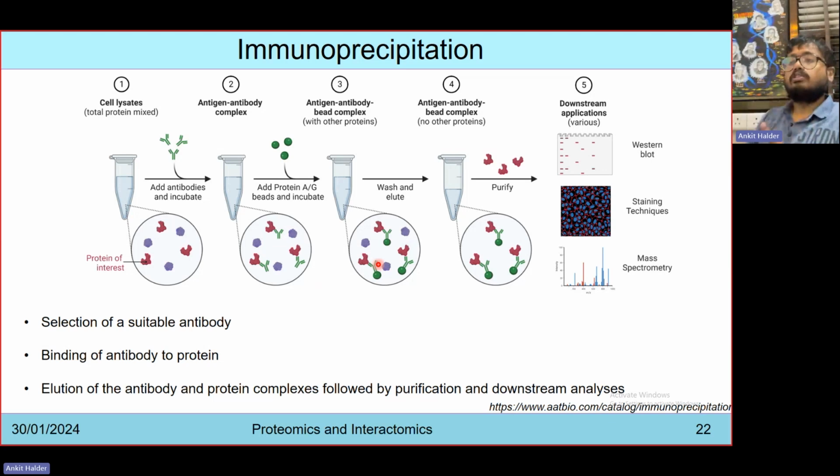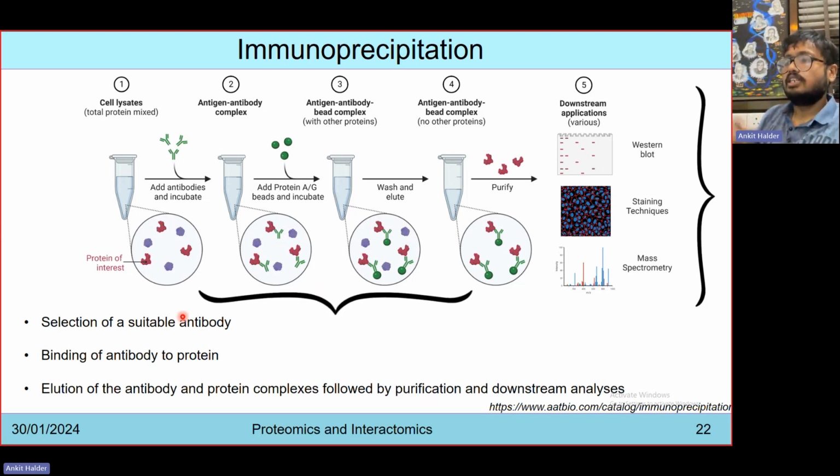After you purify those complexes, you can run them on a gel, or run a Western blot to find out that you have got that same exact protein. You can do mass spectrometry, or any of the techniques. So basically it depends on your selection of a suitable antibody, then binding of the antibody to the protein, and then elution of those antibody and protein complexes, which you do by purification, followed by downstream analysis.